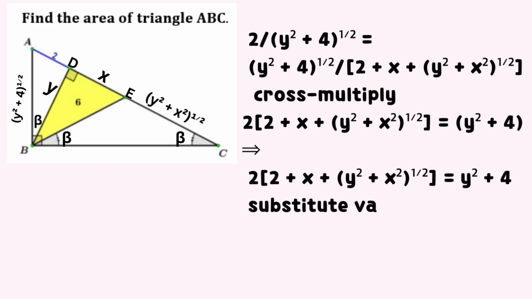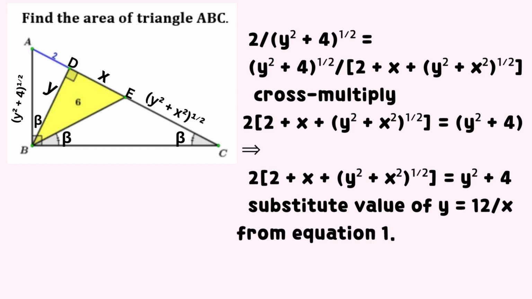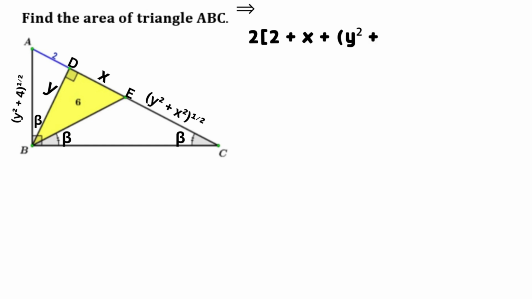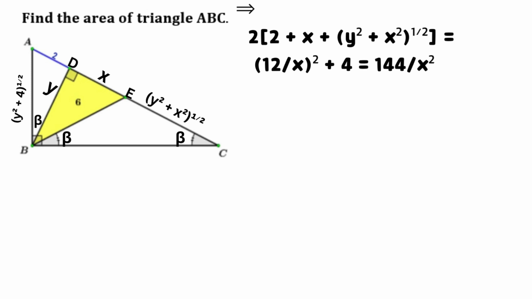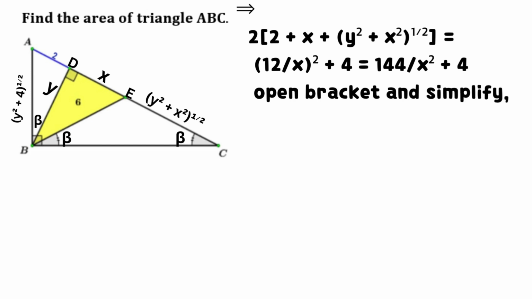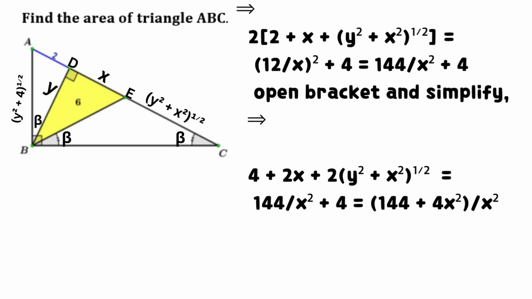Cross-multiply and simplify. Substitute the value of Y, which equals 12 divided by X, from equation 1. This implies that the product of 2 and the sum of 2x and the square root of the sum of the square of Y and the square of X equals the sum of the square of 12 divided by X and 4, which equals 144 divided by the square of X, plus 4. Open brackets and simplify. Hence, we obtain a new equation as shown on the screen.